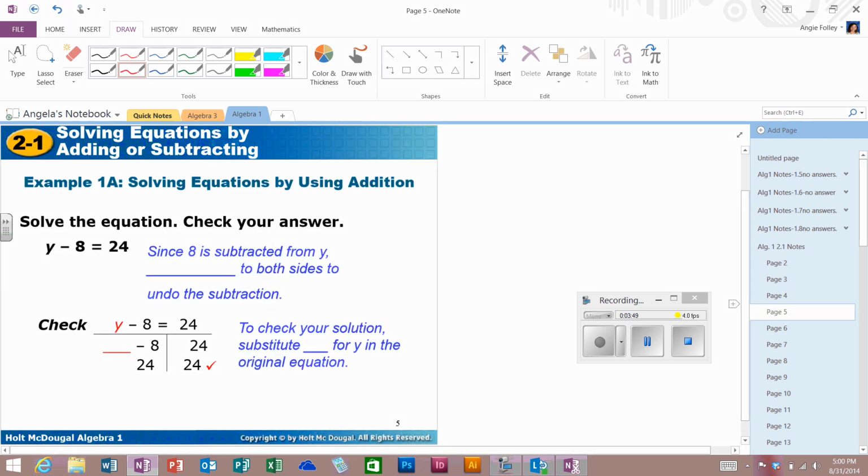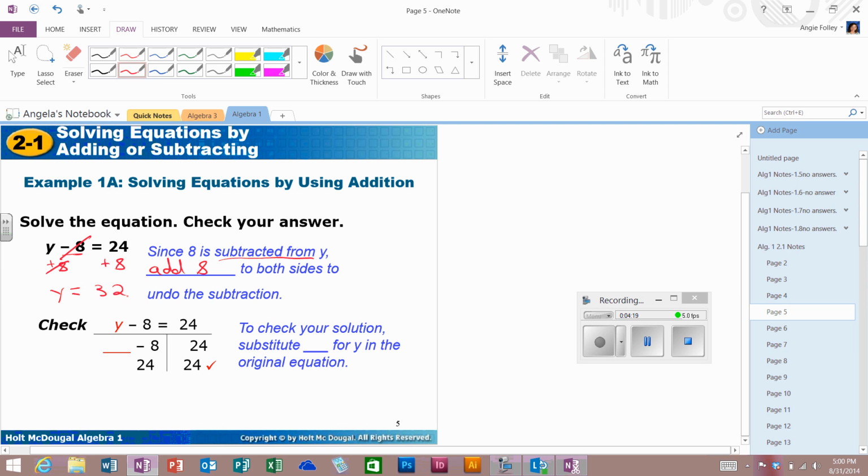So we're going to solve this equation and then we're going to check our answer. We have y minus 8 equals 24. Since 8 is subtracted on this side, in order to get rid of it, I'm going to have to add it to both sides, okay? So I'm going to fill that in. I'm going to have to add 8 to this side, and if I do it to one side, I have to do it to the other. That allows me to cancel those out, and I get y equals 32.